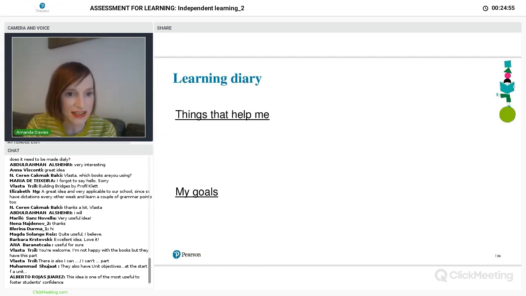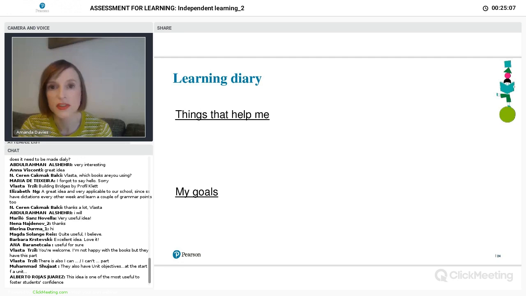And yes, I agree. So Mohammed mentions that course books usually have unit objectives, so you can base can-do statements on those. And Alberta, you're right. So great for students' confidence. I think it's great when students realise that they're learning something and identifying it themselves is great as well. I also have two additional pages in my students' learning diaries. So one is things that help me, and the other is my goals.